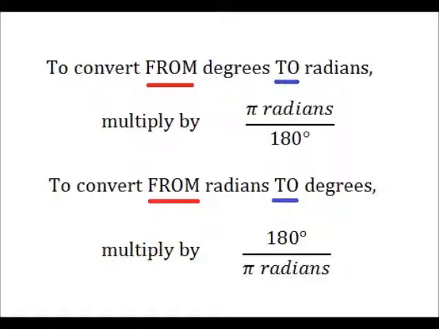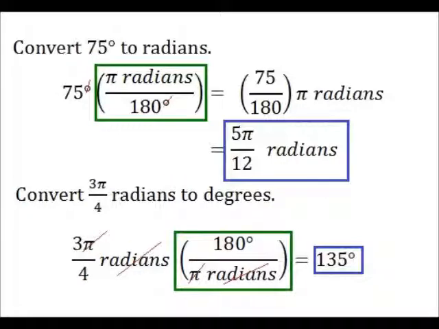Therefore, we have a conversion factor between radians and degrees because we know that there are 360 degrees in a full circle and 180 degrees in a half circle. To convert from degrees to radians, multiply by pi radians divided by 180 degrees. To convert from radians to degrees, multiply by 180 degrees divided by pi radians. Converting between radians and degrees is not difficult if you remember the conversion factors I just gave you.